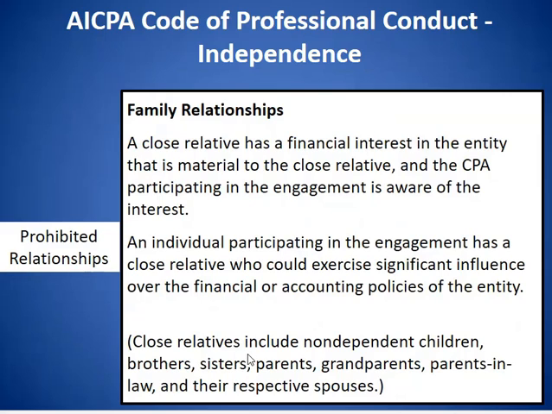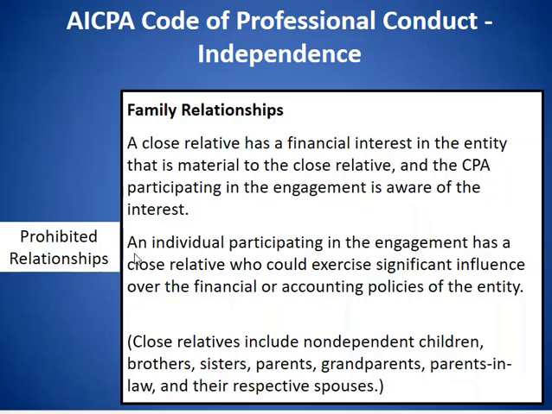Okay, continuing on with prohibited relationships. Now we get into the family side. Family relationships: a close relative has a financial interest in the entity that is material to the close relative, and the CPA participating in the engagement is aware of the interest. We talked about this before under family relationships, but I've expanded on it a little bit more here.